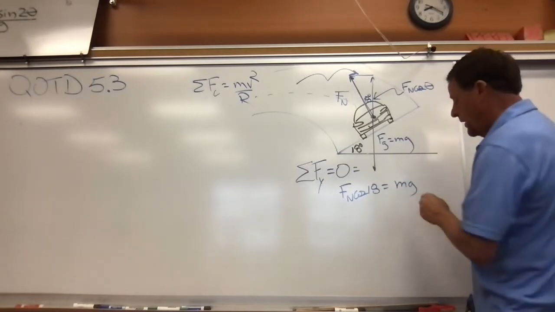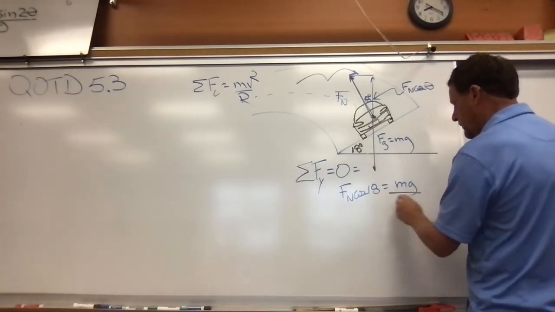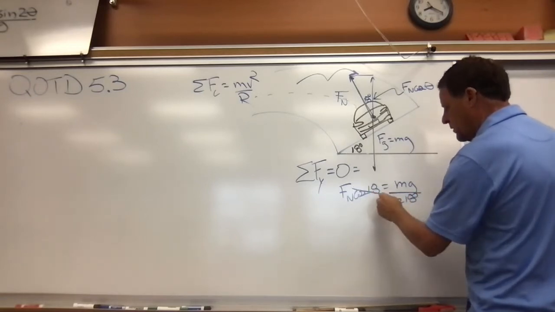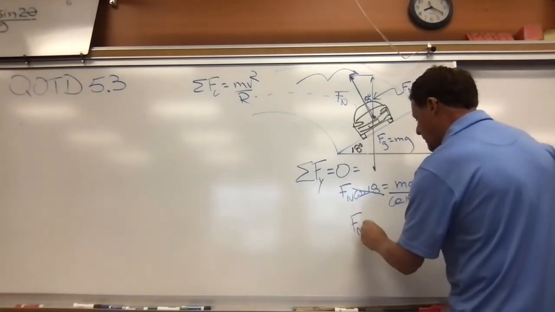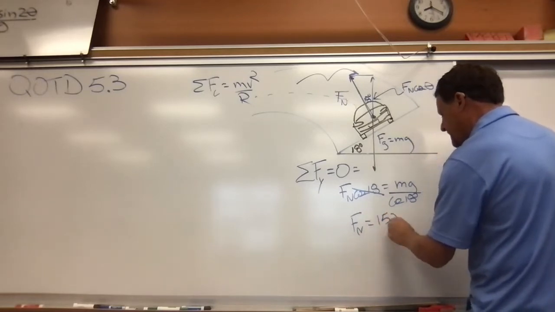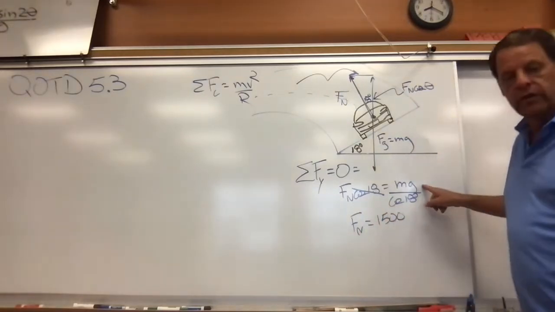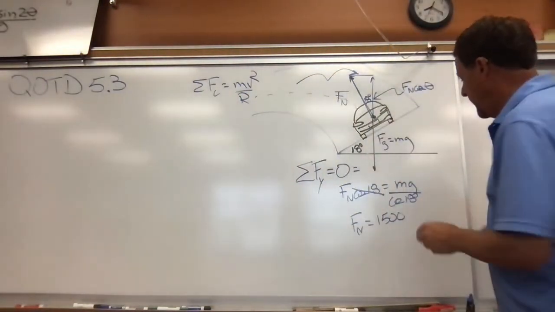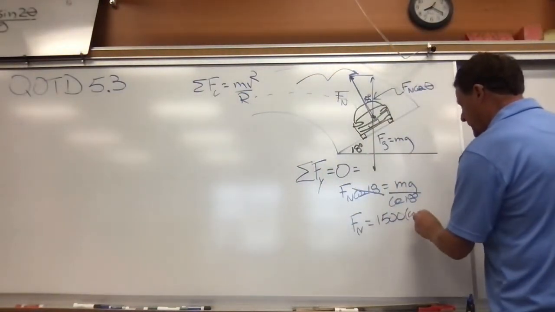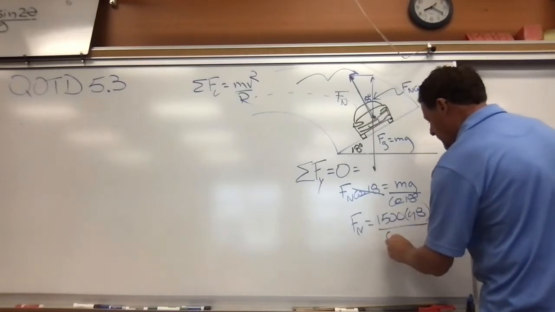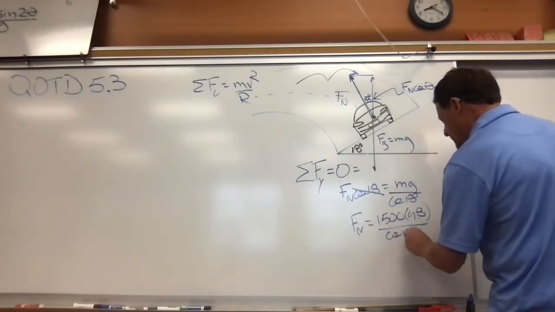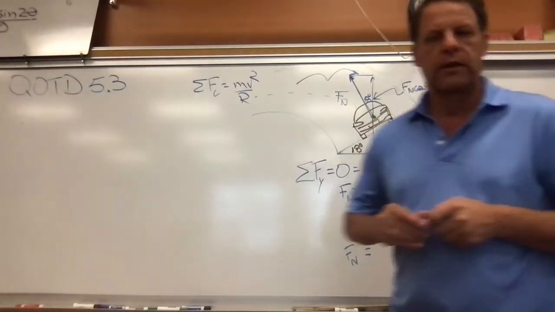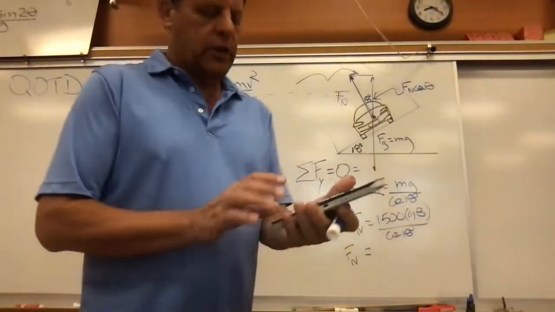mg. Now if we divide both sides by cosine of 18 degrees, then the normal force is going to be 1,500, which is the mass of our car, multiplied by 9.8, divided by the cosine of 18 degrees. All right, let's check this out.